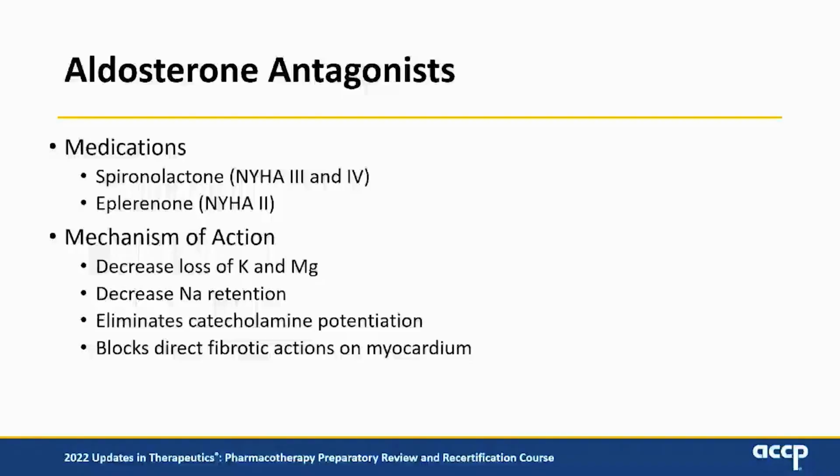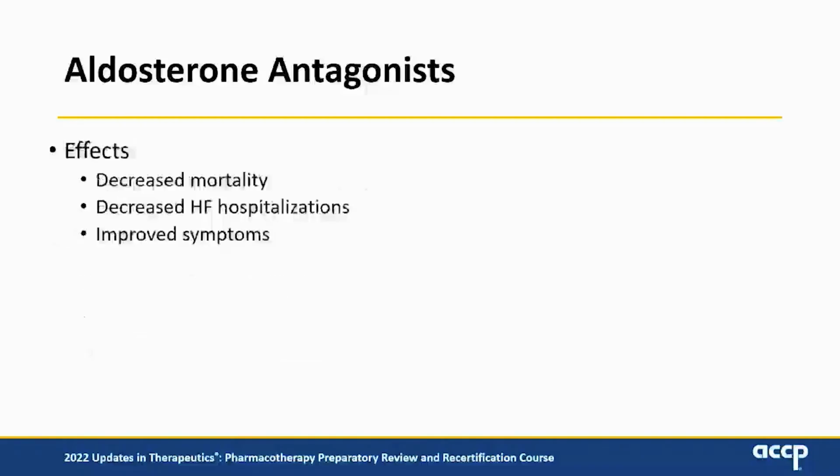All right. Third, we have our aldosterone antagonists, sometimes called mineralocorticoid receptor antagonists. These medications are spironolactone and eplerenone. Between the 2 of them, they have been studied in New York Heart Association class 2 through 4 heart failure with reduced ejection fraction. Sometimes people call these potassium-sparing diuretics. It makes sense that they're going to decrease loss of potassium as well as magnesium and also decrease sodium retention. They also help eliminate catecholamine potentiation, and they block fibrotic effects on the heart. Because of this, they've been shown in studies to decrease symptoms, decrease hospitalizations, and decrease mortality.